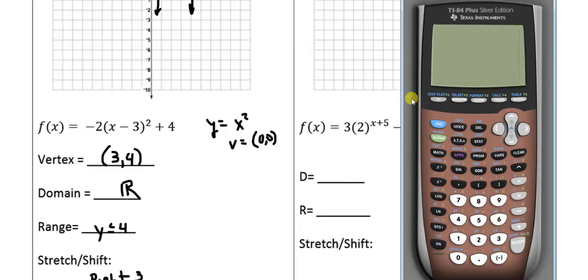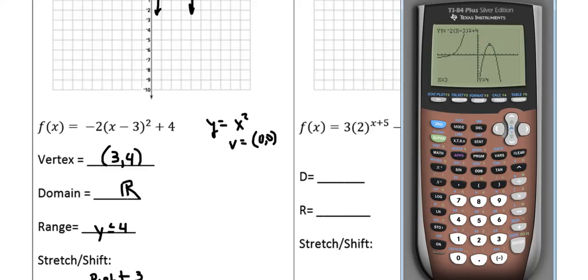I think I might have graphed this a minute ago. Yeah, here is negative 2 times the quantity x minus 3 squared plus 4. So if I put in 3 for x, 3, 4 is my vertex, and you can see it going down like that.